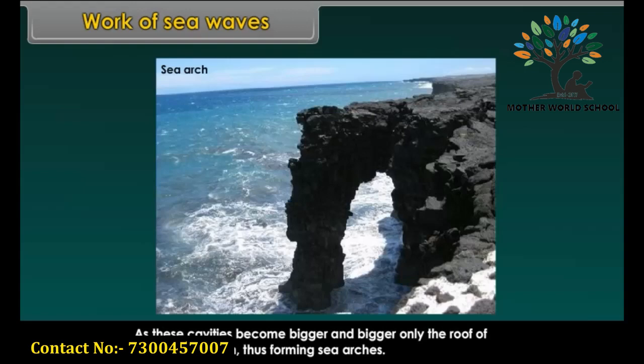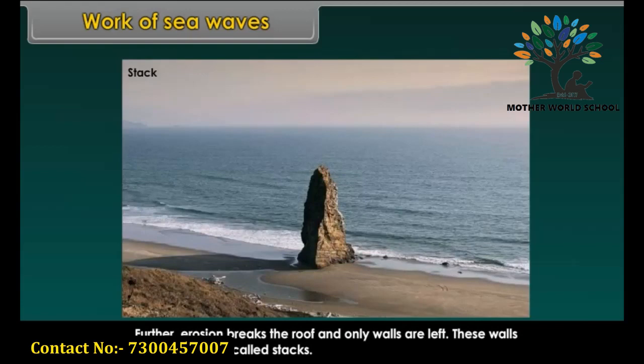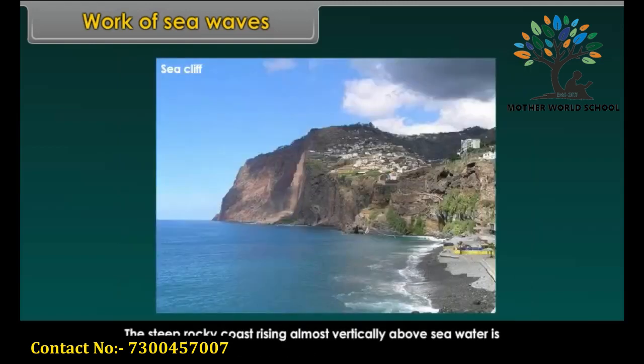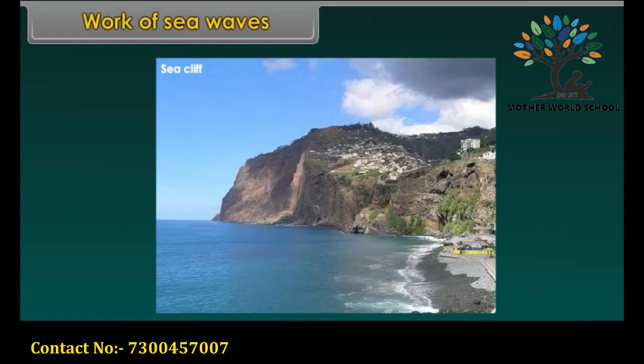As these cavities become bigger and bigger, only the roofs of the caves remain, thus forming sea arches. Further erosion breaks the roof and only walls are left. These wall-like features are called stacks. The steep rocky coast rising almost vertically above sea water is called sea cliff. The sea waves deposit sediments along the shores, forming beaches.